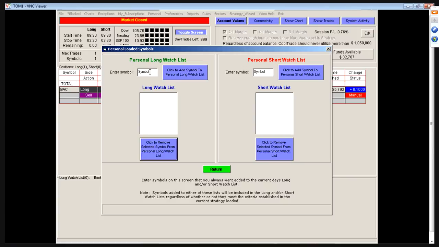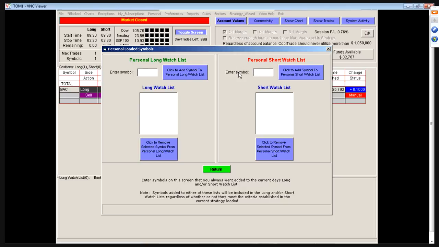Personal. If you wanted to add a symbol to your watch list and to the rules of your strategy, you could do that here. Say that you just knew that there was a stock that was going to go up and you felt really confident about it and you wanted to add Facebook, for example. You could put FB in there and click Add Symbol, and then it would get added to your watch list. And it'll be there every day regardless of what strategy loads. That symbol will always pop in.